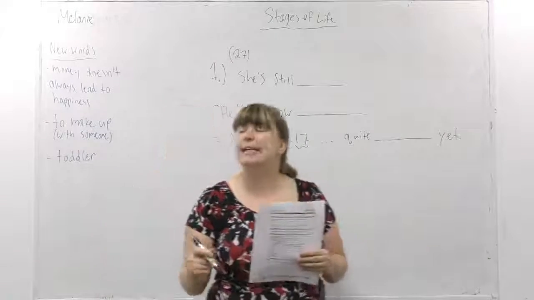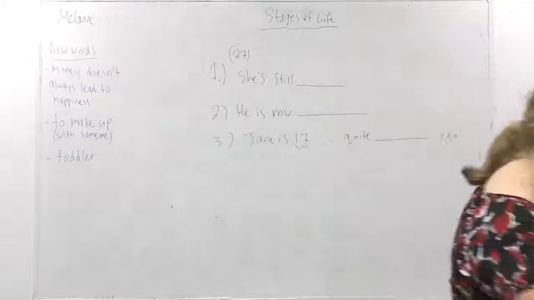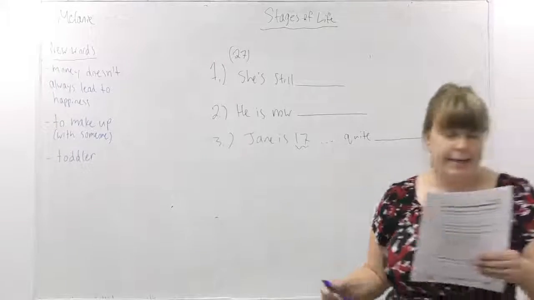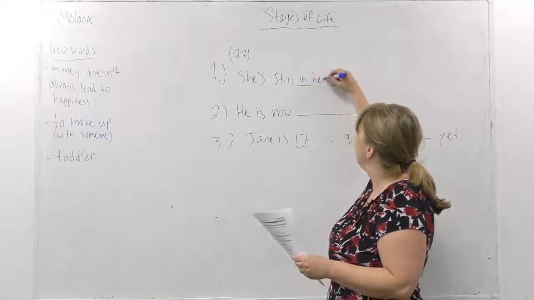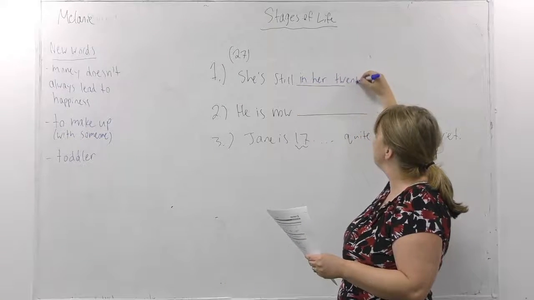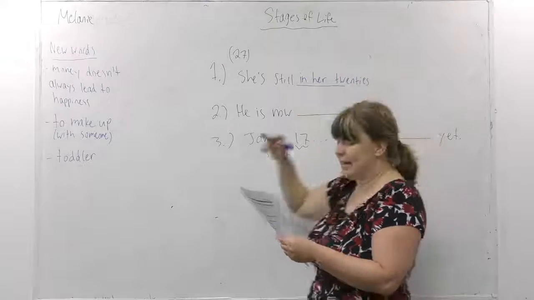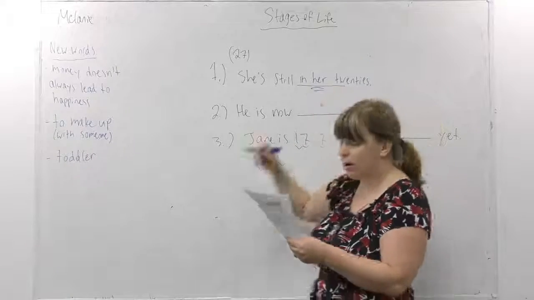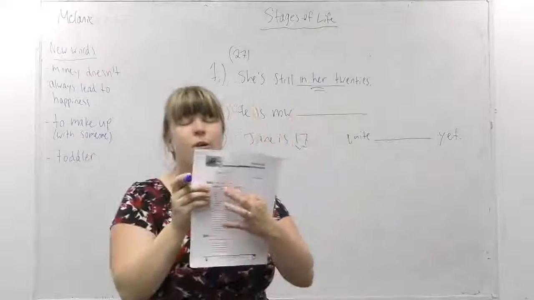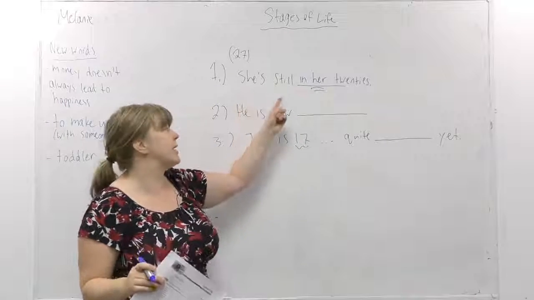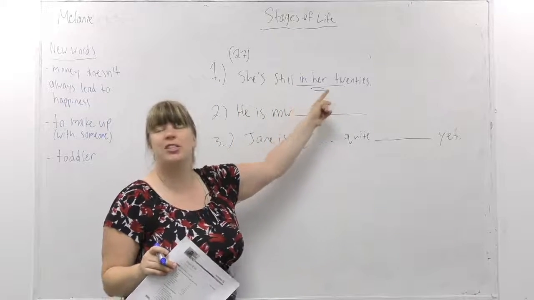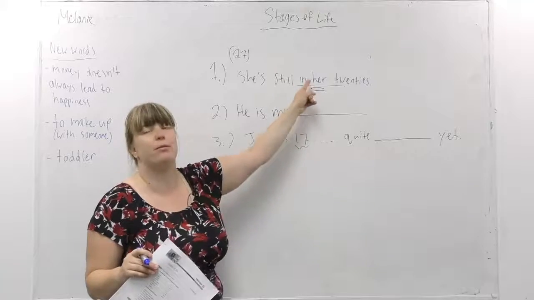Okay, somebody said in her 20s. Good, nice. So number one, Kate is 27, so she's still in her 20s. Excellent. And notice how we said her. I know it says in your 20s, but we're talking about Kate, a lady. So we're going to say she's in her 20s. So just be careful about this.